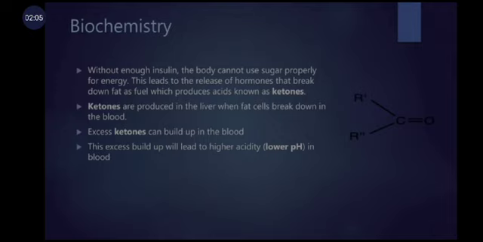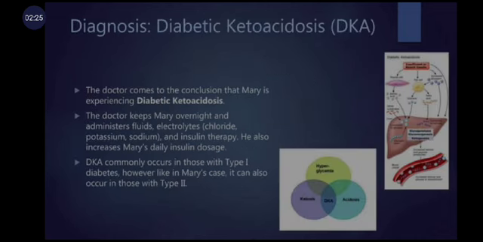Without insulin, the body cannot use sugar properly for energy. This leads to the release of hormones that break down fat as fuel, producing what are commonly called ketones. These are normally produced in the liver, and excess ketones can build up in the blood, which leads to higher acidity in the blood. So we have concluded the diagnosis as diabetic ketoacidosis.